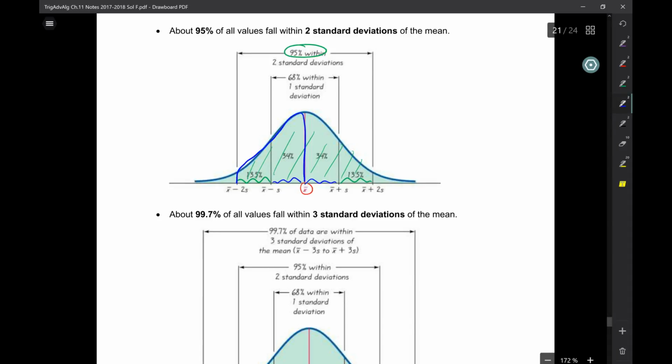Okay, so how much is only within this part? What percent is this part? What percent is that part? Not all at once now. What? 47 and a half.